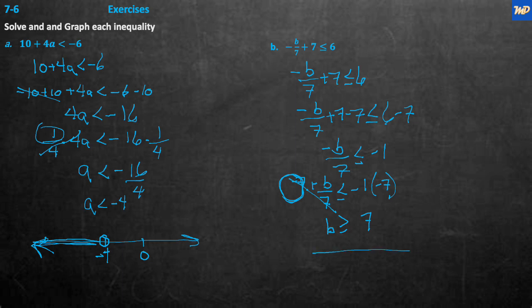So we're going to draw the number line. We're going to put our 7 way over here, and we're going to put our 0 down here. And b is greater than or equal, so we're going to draw a dot on here because it's equal to 7, and it's everything greater than 7. So it's all this to the right.